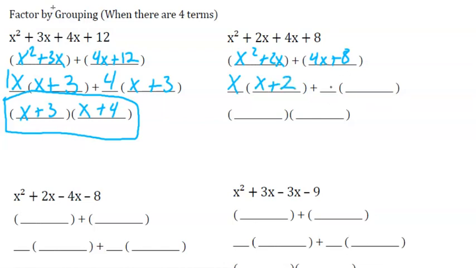4x and 8, you can take out 4, divide each by 4 to get x plus 2 left on the inside. Both groupings have an x plus 2, so we can factor that out. And then you're left with x and plus 4. That's your factored form.